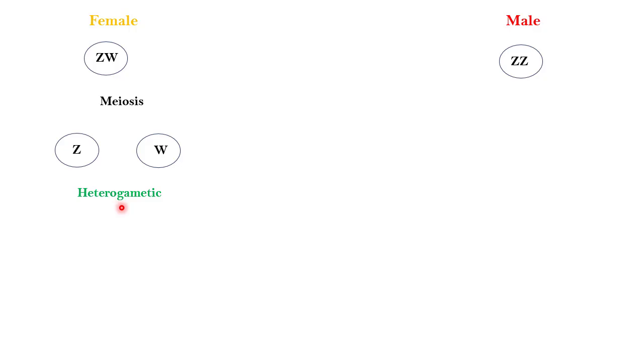Now, this heterogametic nature of the female is the opposite of the XX/XY system, like the human beings, where the female is homogametic. They have two copies of the X chromosome, but in the ZZ/ZW system, the female is heterogametic. Half of the gametes are going to have the Z chromosome, and the other half are going to have the W chromosome. If you talk about the males, when they go through the meiosis, of course, they are going to be homogametic in nature, because all of the gametes are going to have this Z chromosome. So this is, you can say, exactly the opposite of the XX/XY system.